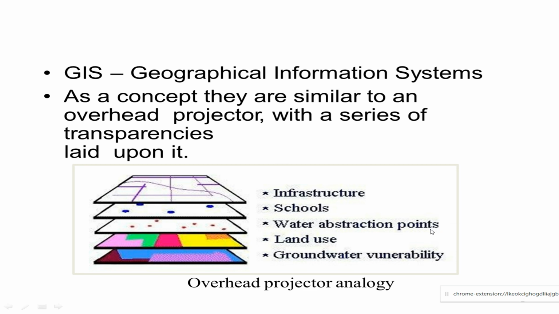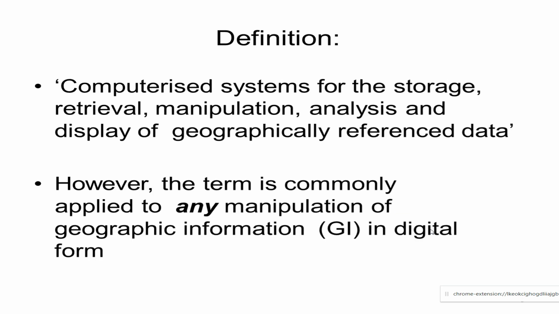Land use features can be allocated as polygon features. Different colors show land use and groundwater vulnerability. All are transparent and lie overlaid upon one another, and they speak about a number of features in the real world. So GIS is a computerized system for the storage, retrieval, manipulation, analysis and display of geographical reference data.